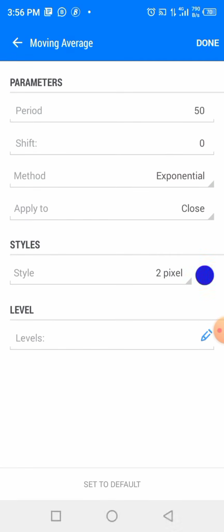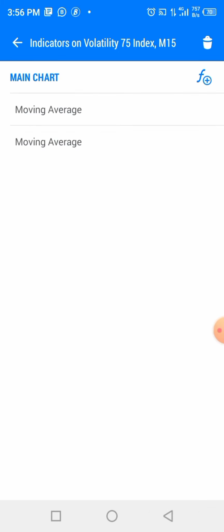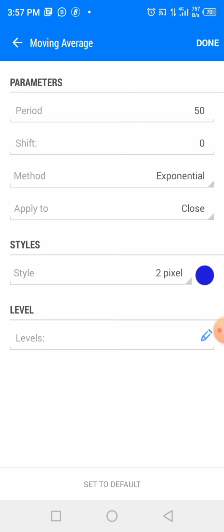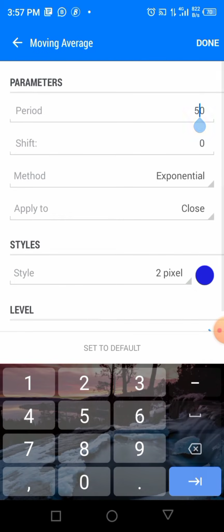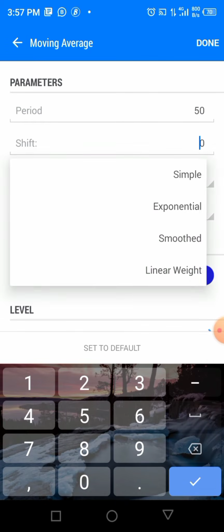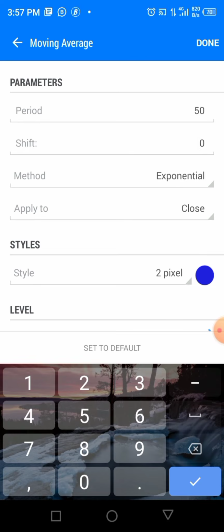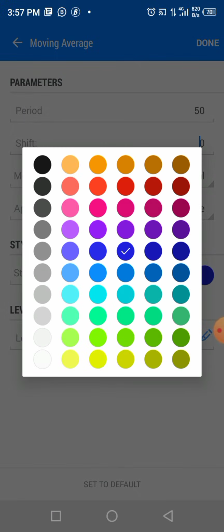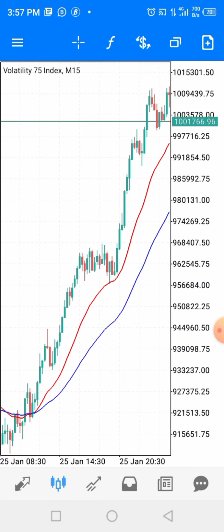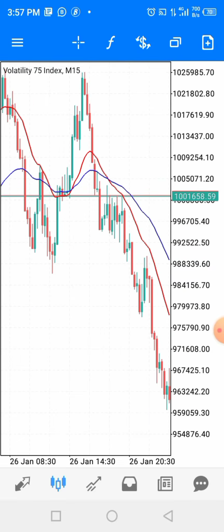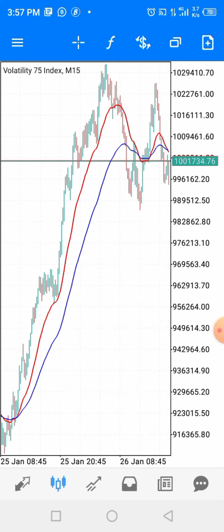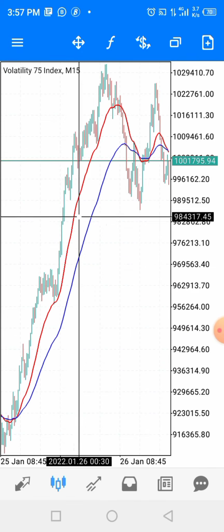So this is the 50 moving average. You click again on the F icon and add this indicator. This time around, the period is going to be the 50 moving average. Shift, and we are equally choosing the method to be exponential. Apply to close. Here you take a color of your choice. You click on done. You are going to see the indicators appear on your chart like this. These are the two indicators.